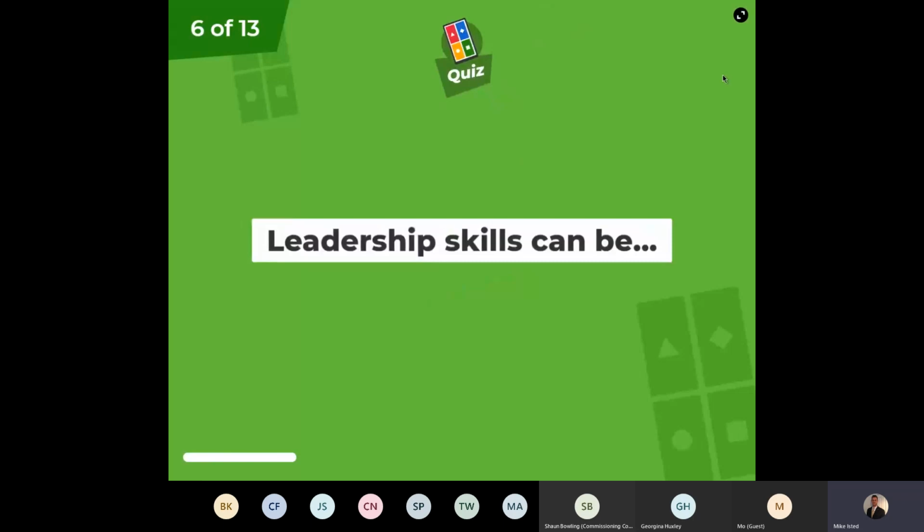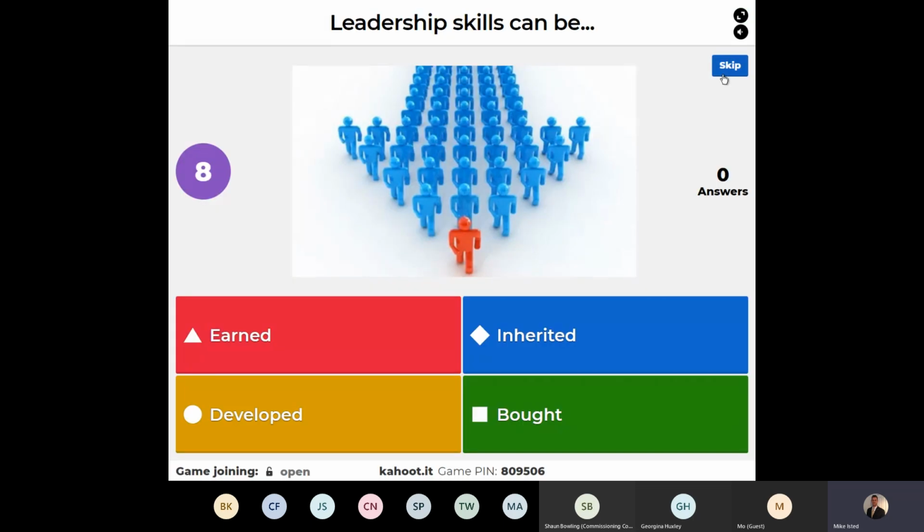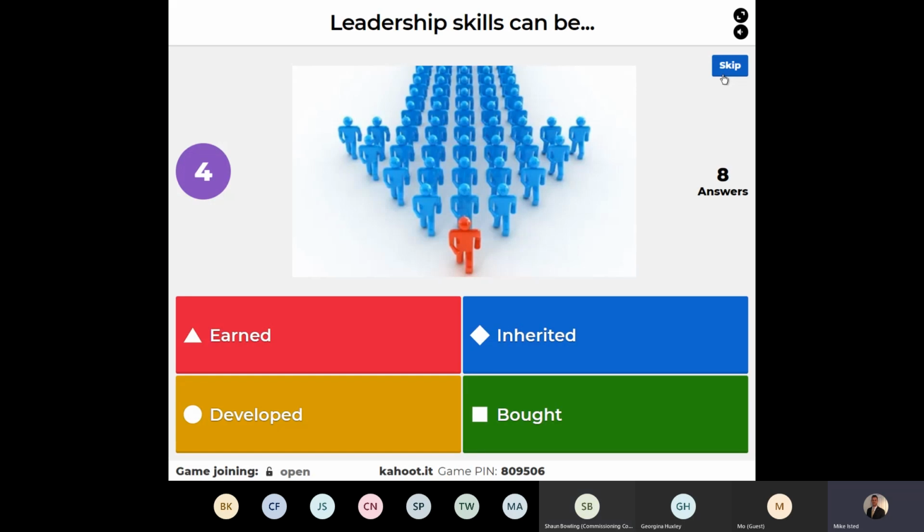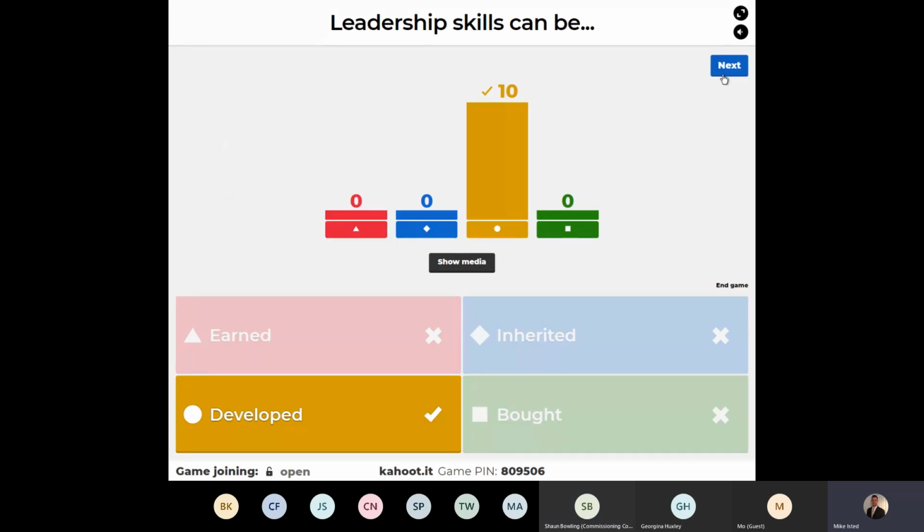Okay, next question. Leadership skills can be earned, inherited, developed, or formed? Developed. Absolutely right. Of course they can. Some people say that some people are born to be great leaders. That's absolute rubbish for obvious reasons.